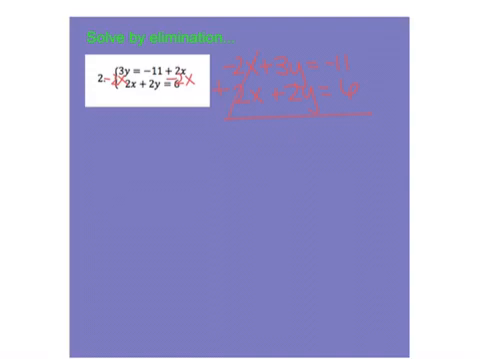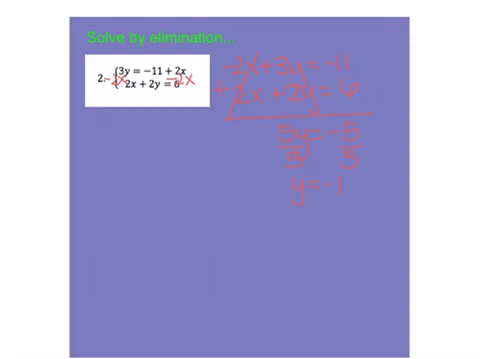So now I can add my y's. 3y plus 2y gives me 5y. Negative 11 plus 6 gives me negative 5. I need to finish solving for y here, so I'm going to divide by 5 on both sides. So I get y equals negative 1.